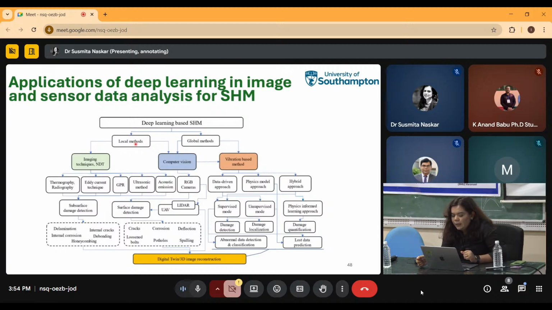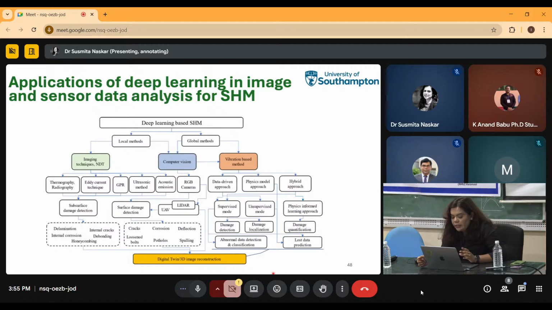So deep learning methods can actually be divided into imaging, they can be divided into computer vision, and they can be divided into vibration-based methods, right? So according to these different approaches, I have tried to divide it according to the sensor, and then what methods you can possibly use, and then what information you could possibly get. Okay, so I think this is a good representation.